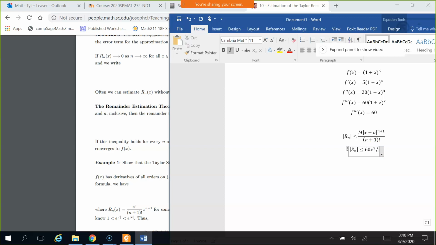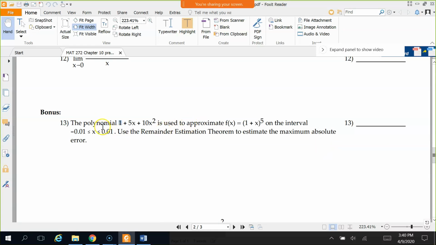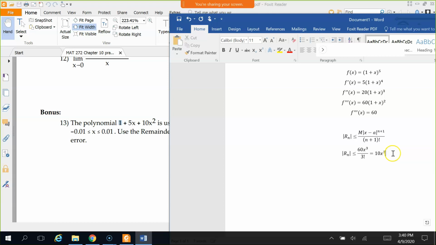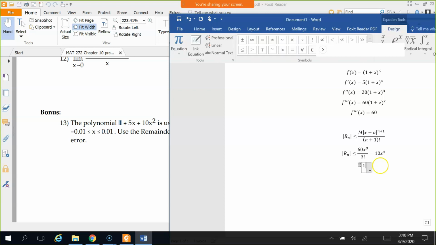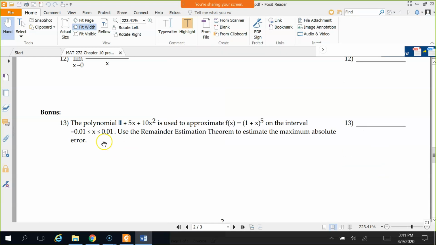And then we're dividing this by 3 factorial. And 3 factorial is just 6, so it looks like we get 10x cubed. Okay, so going back to the question, the polynomial blank is used to approximate on the interval blank. Use the remainder estimation theorem to estimate the maximum absolute error. At this point, you would just plug 0.01 in for this x, and then that would give you the maximum error. So whatever 10 times 0.01 cubed is, should be the error.